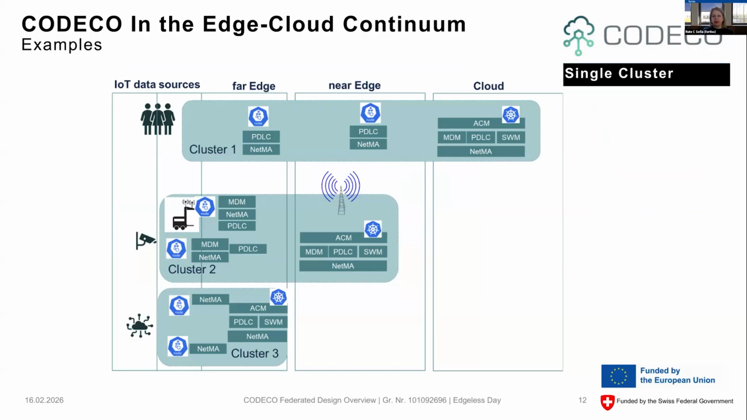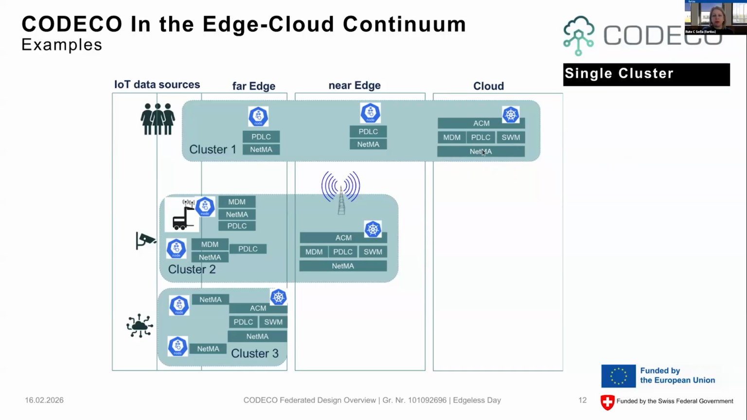So this depends a little bit on the scenario, but what you see here are examples of where the different components could be deployed. Not all components are mandatory. Normally, for instance, we need ACM, which is the operator, we need the scheduler, which is inside SWM, and we need observability. If you want network observability, we need NetMA. So these three would be the minimum.